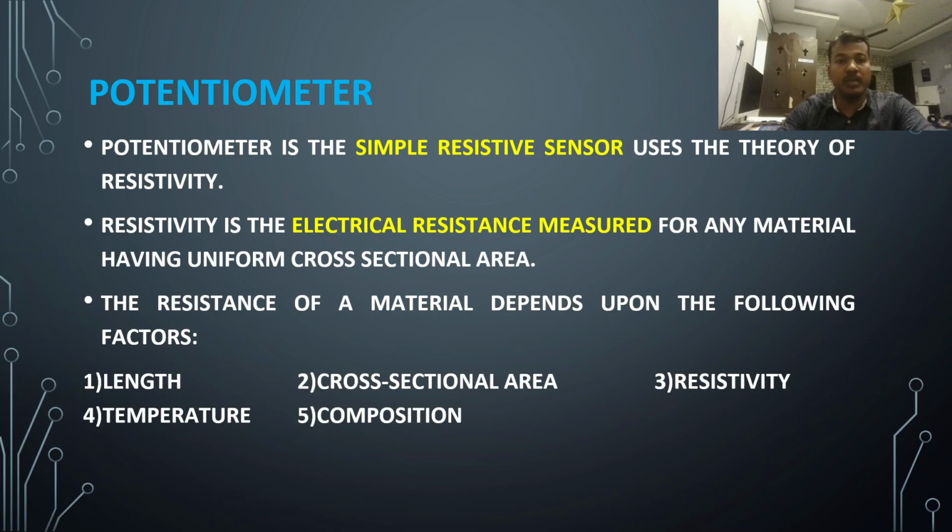So basically potentiometer is a simple resistive sensor that uses the theory of resistivity, so change in the resistivity. If you take the potentiometer, the word change in resistivity is very important. Resistivity is electrical resistance measured for any material having uniform cross-sectional area. The resistance of a material depends on the following factors. Generally resistance is some opposing force. It depends upon the length, cross-sectional area, resistivity, temperature, or composition.